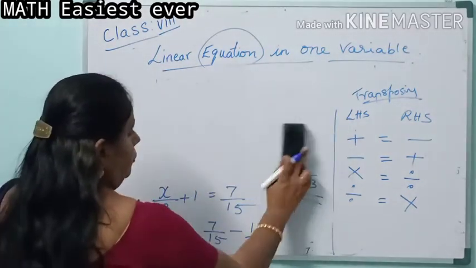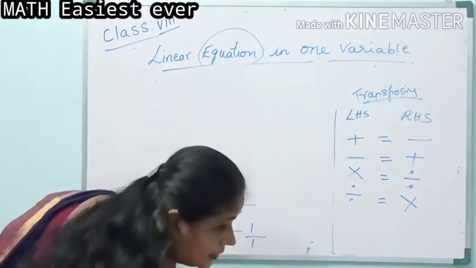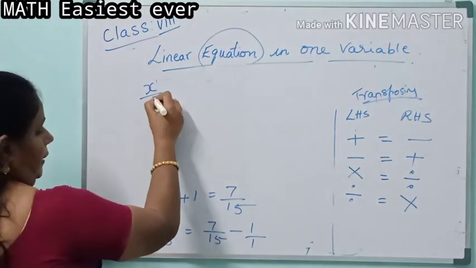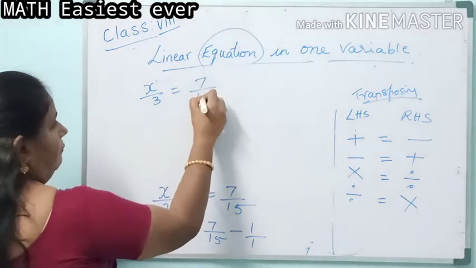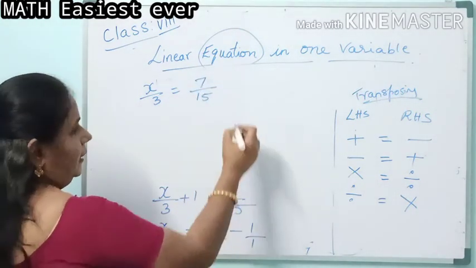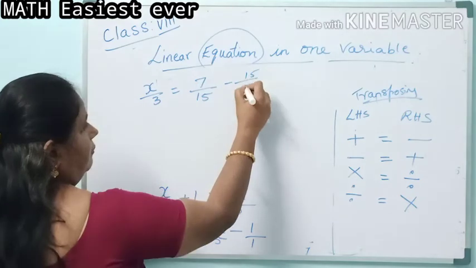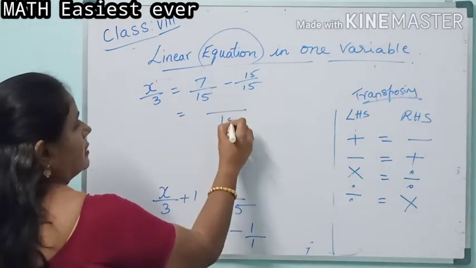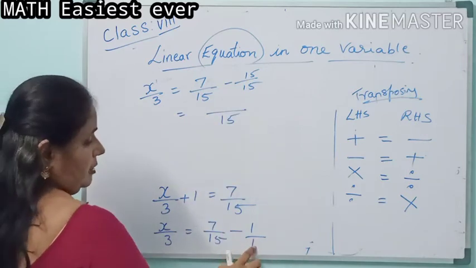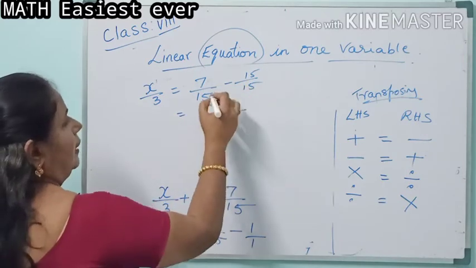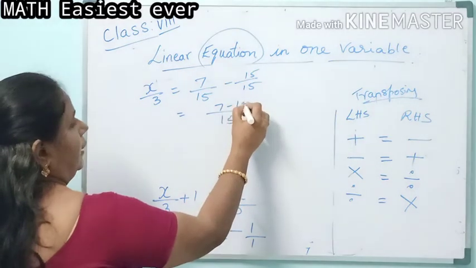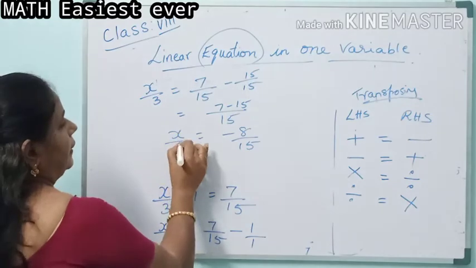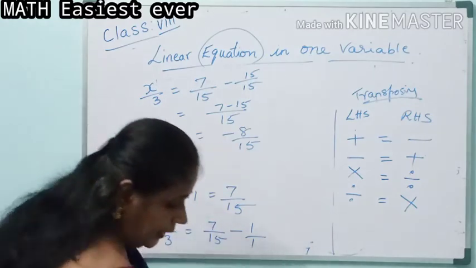Okay. Now what you do is, 7 by 15 minus 1, you have to take the LCM. So x by 3 is equal to 7 by 15. You can make LCM as 15, right? So it is 15 by 15 you can write. Why I have to write 15? Because 15 will be the LCM. So 7 minus 15. Your answer is minus 8 by 15. So x by 3 is equal to minus 8 by 15.